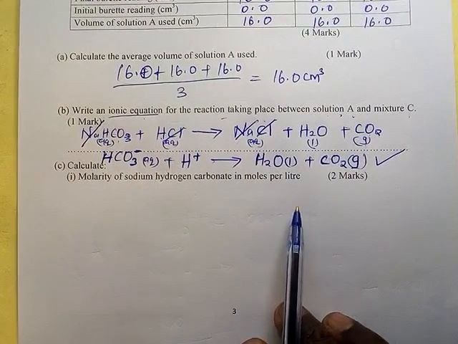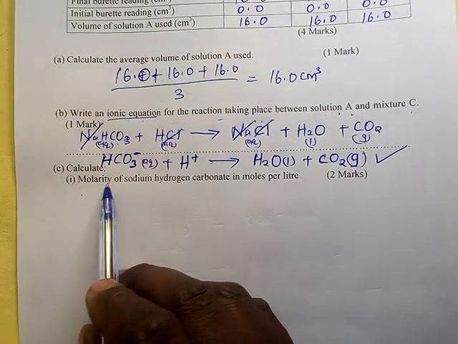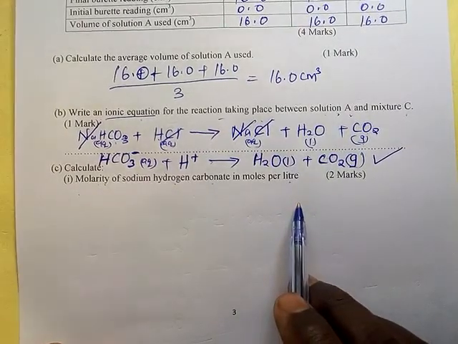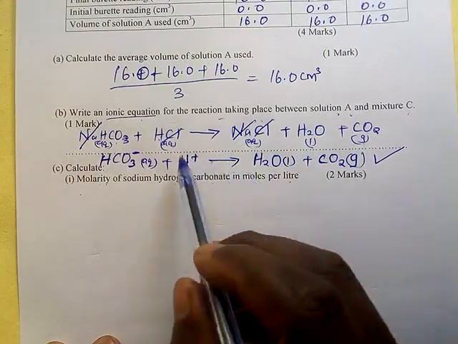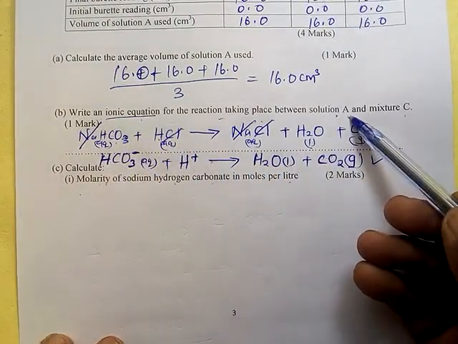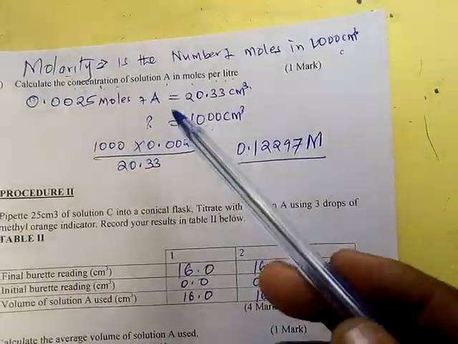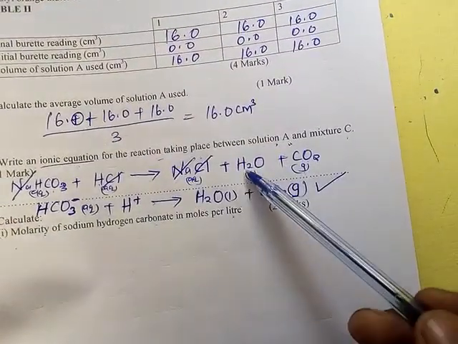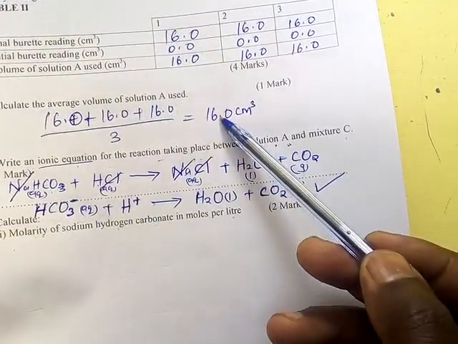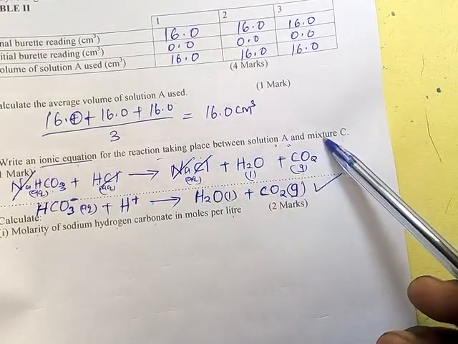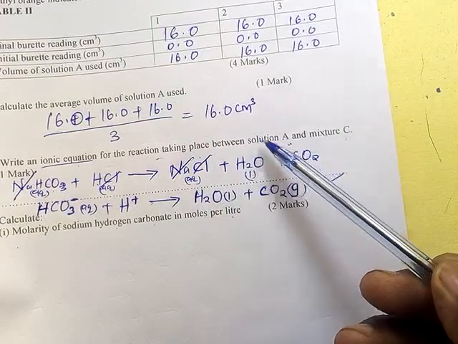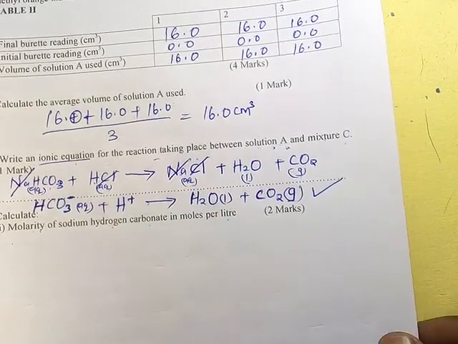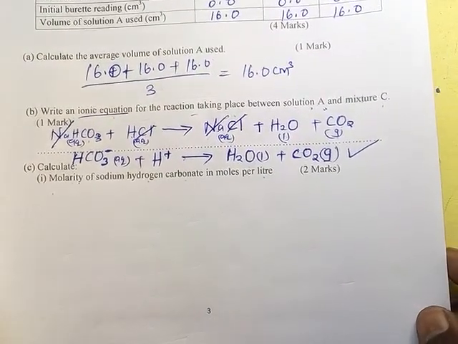Question C, calculate the molarity of sodium hydrogen carbonate in moles per liter. So what do we have? We know the molarity of solution A, right? If we have the molarity, the number of moles in 1,000, we can get the number of moles of A in 16, the one used. Once we get this, we will automatically get the number of moles of C that reacted with A. After that, we will calculate the concentration of C. Very correct, very nice, very easy, very simple.